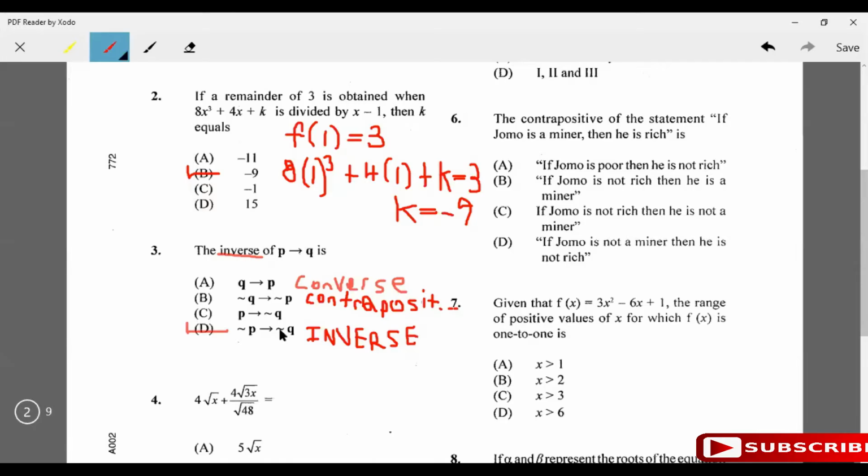So it's imperative that we know all of them. This statement P implies Q is known as the conditional statement. Q implies P is the converse of the conditional statement. Not Q implies not P is the contrapositive of the conditional statement. And not P implies not Q is the inverse of the conditional statement. So this is the conditional statement. I'm going to call conditional statement CS. CS for conditional statement. All right.